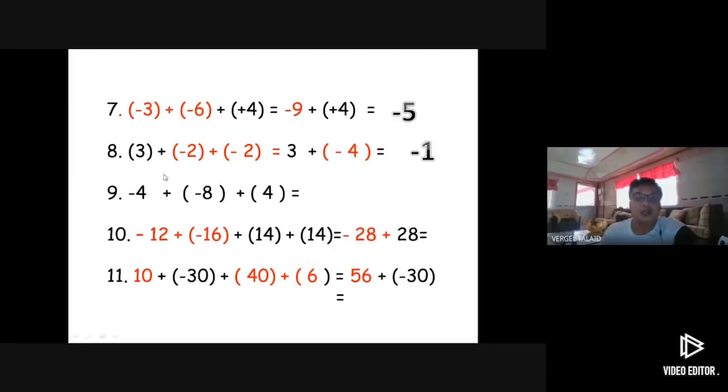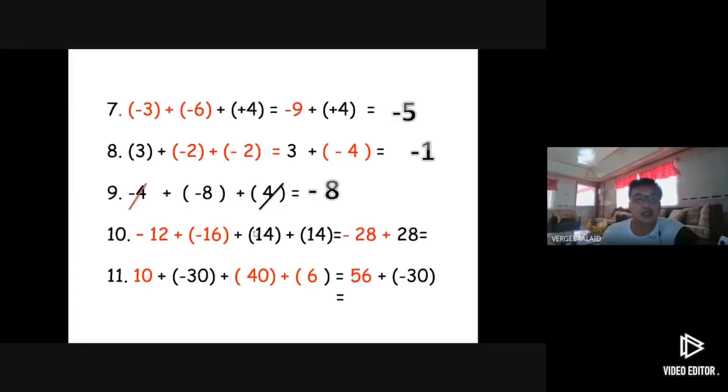Now, how about number 9? In number 9, we will not use the process that we used in number 7 and number 8. This time, what have you noticed about negative 4 and positive 4? Take note that negative 4 and positive 4 are opposites. When you add opposites, the result is 0. So just simply eliminate negative 4 and positive 4. So that is 0. Then the answer is negative 8.